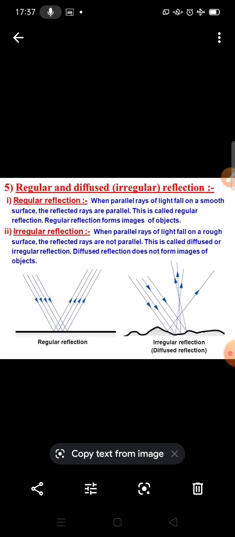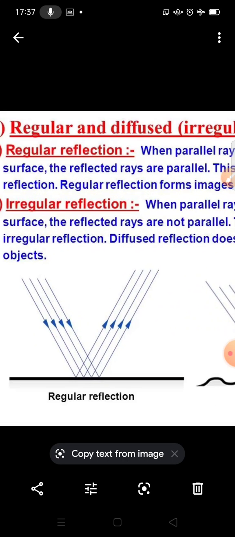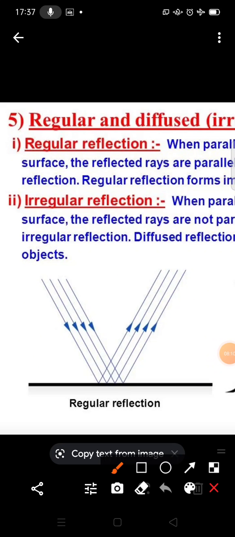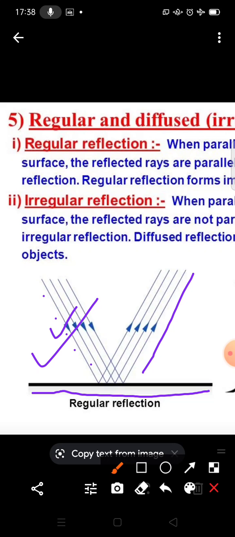Students, what will happen when a parallel beam of light falls on a smooth, shiny surface? You can see this diagram also. The light gets reflected into the same medium. When a parallel beam of light falls on a smooth, regular reflection, plane surface, the light gets reflected in the same medium. So the reflected rays after reflection are parallel to each other. They do not meet. So after the reflection, the reflected rays are all parallel to each other. This type of reflection is known as regular reflection.